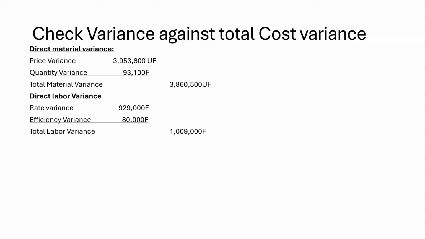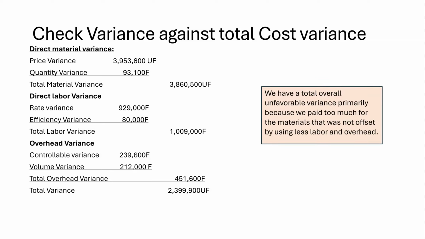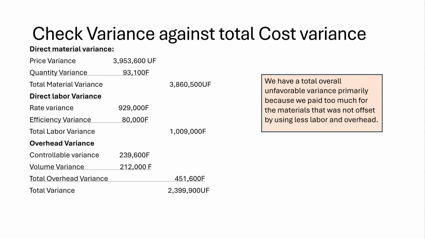So now when we look at our total variance, we add up our direct material variance, our direct labor variance, and our overhead variance. Remember, if it's unfavorable, we have to subtract the favorable, and in this case we end up with unfavorable of 2,399,900, which was the same number that we got for the total variance when we did that at the beginning. So we still have the unfavorable variance of 2,399,900, but we now know that that's primarily due to the fact that we paid almost twice what we should have for the materials.